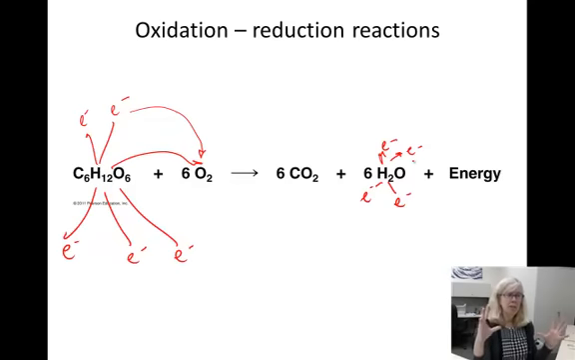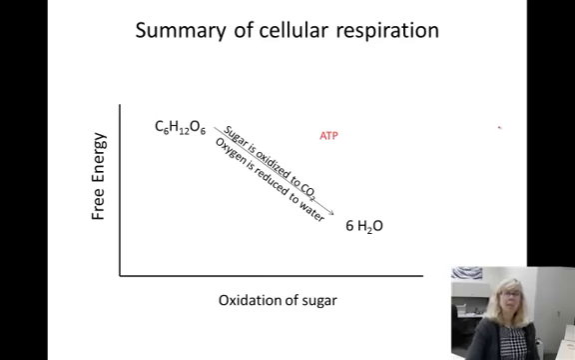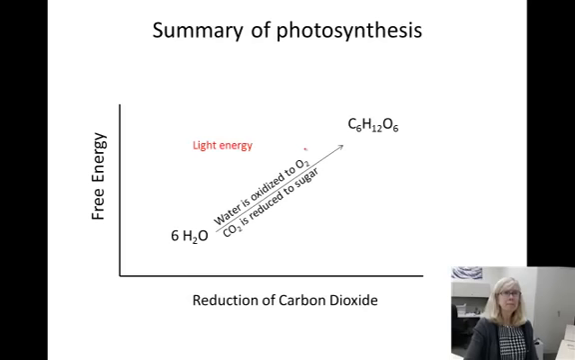Okay, so this reduction of free energy, from electrons that are far away from the nucleus to putting them in a molecule where the electrons are close to the nucleus, releases energy. This energy is captured in the form of ATP. You can summarize respiration then as turning a high energy reduced molecule into a low energy reduced molecule and capturing the change as ATP. Similarly, photosynthesis is the process of taking a low energy reduced molecule, water, and moving the electrons to a high energy reduced molecule, sugar, utilizing light energy in order to make this change.